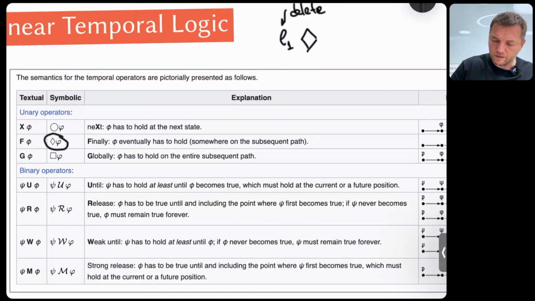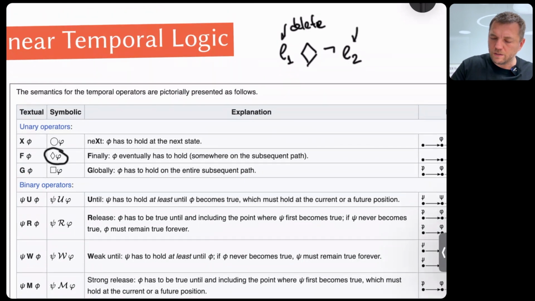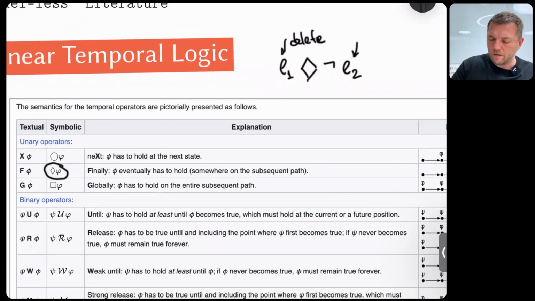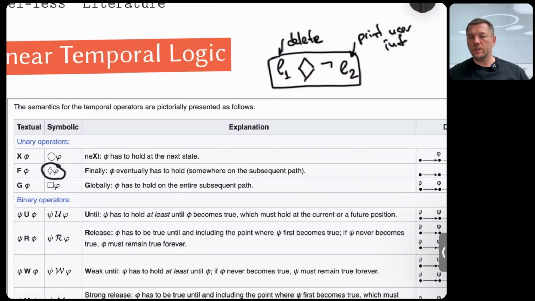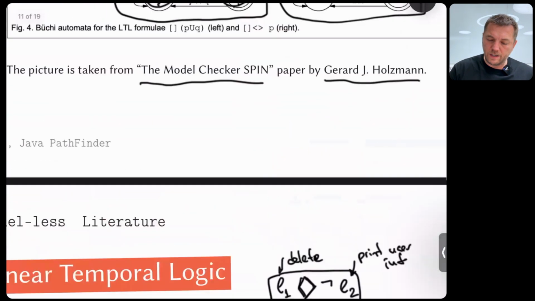Let's say something like this: not event number 2. And event number 2 means that we print user information. So this is my formula in linear temporal logic, which says exactly what I just told you intuitively. If the user deletes, don't print their information. And this is the operator, I believe the operator these guys were using here.